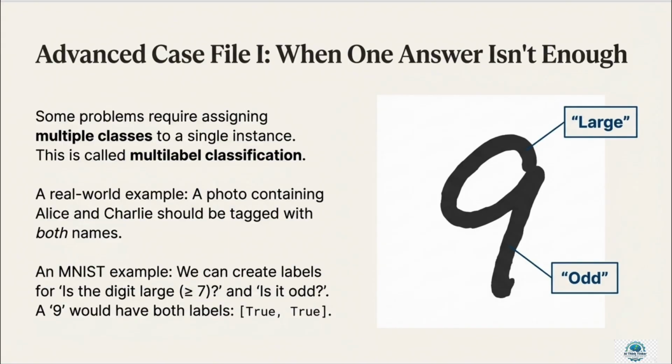Let's add another layer of complexity. Sometimes one answer isn't enough. Imagine a face recognition system looking at a photo of Alice and Charlie. It shouldn't just say Alice or Charlie. It needs an output tag for both. It's a multi-label classification. In MNIST, we can simulate this. Let's create a system that predicts two things simultaneously. Is the number large? 7, 8, or 9? Is the number odd? If we feed in the number 9, the model should output the vector true, true.